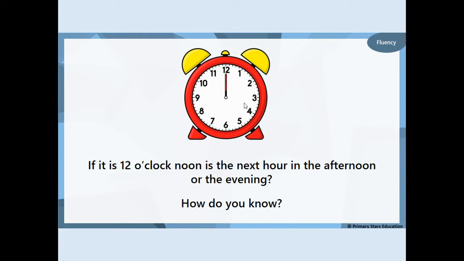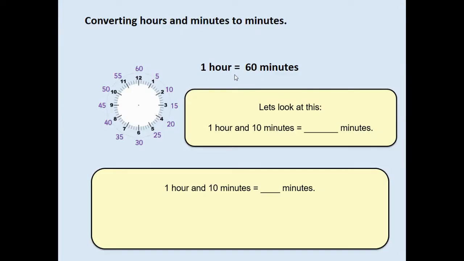Okay, if it is 12 o'clock noon, is the next hour in the afternoon or the evening? Remember, 12 o'clock is in the middle of the day. If we remember quite well, it's our lunch time. And as we say, it's noon. Remember, it's after noon has struck. So the next hour will be in the afternoon.